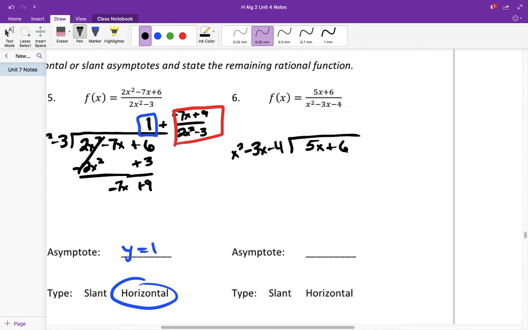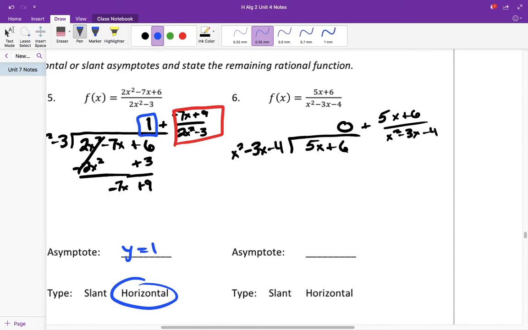The 5x plus 6 goes underneath. And if you notice for this one, x squared doesn't go into 5x at all. It goes in there 0 times. So really that entire thing, 5x plus 6, all of that is your remainder over x squared minus 3x minus 4.